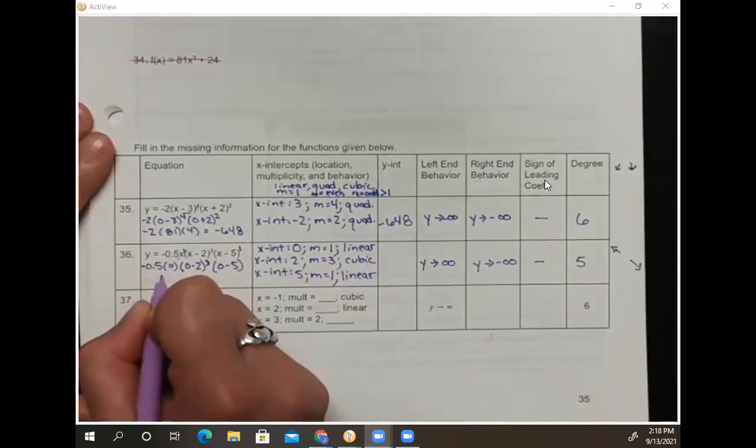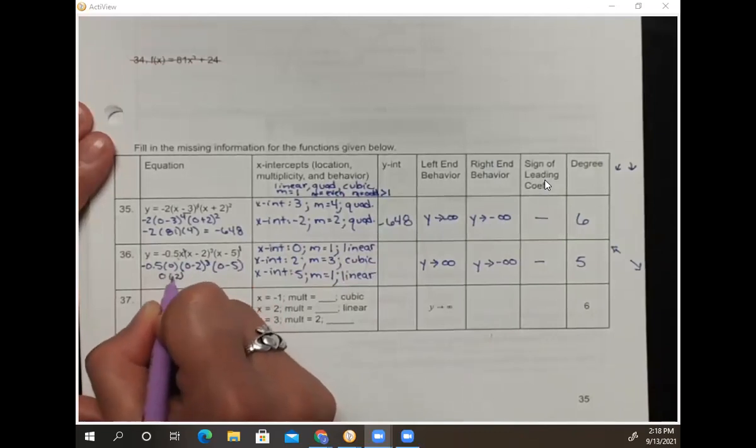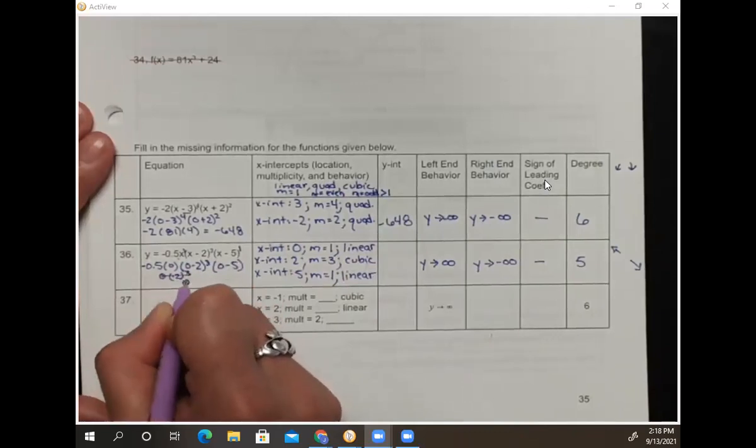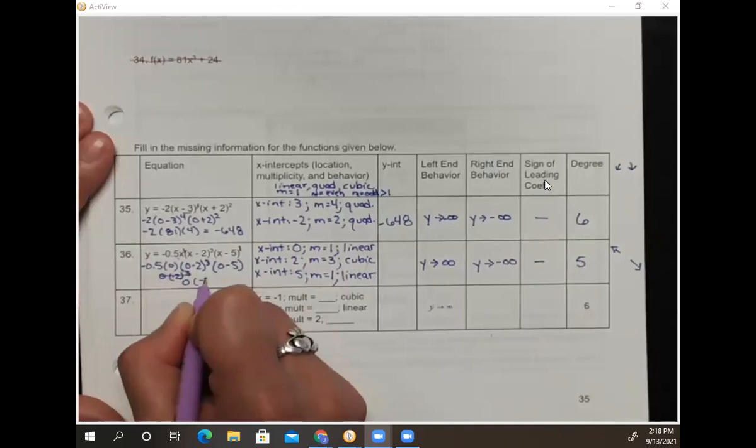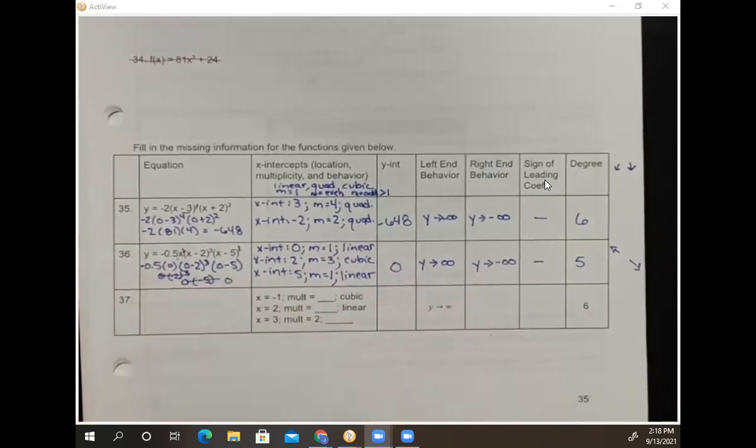0 times 0.5 here is just 0. And then 0 times -2 cubed, still going to be 0. And then 0 times -5, still going to be 0. So I have a y-intercept of 0 on this one.